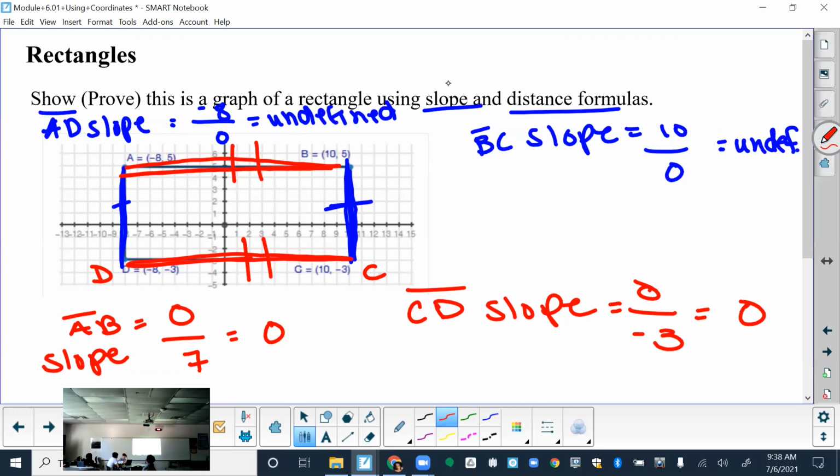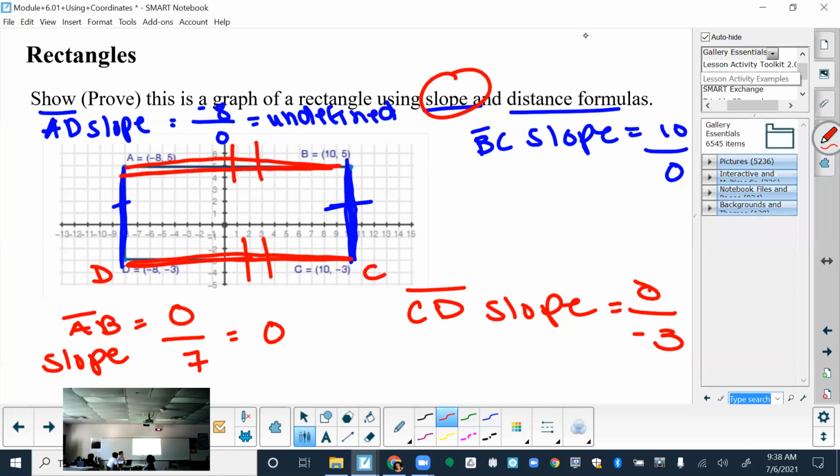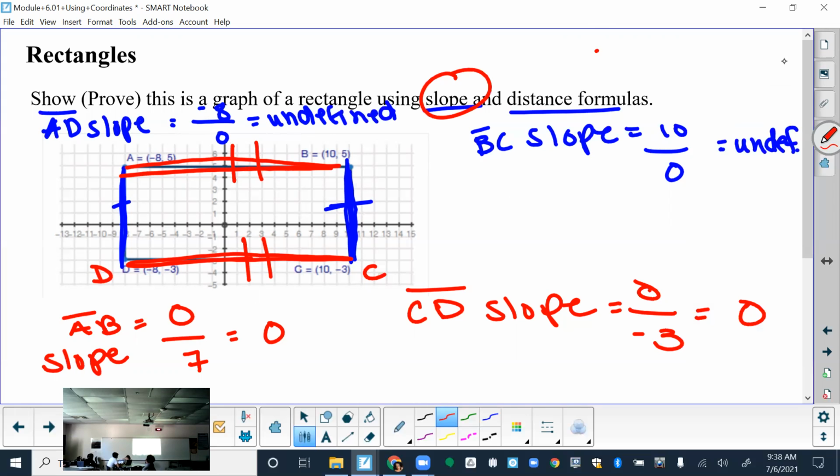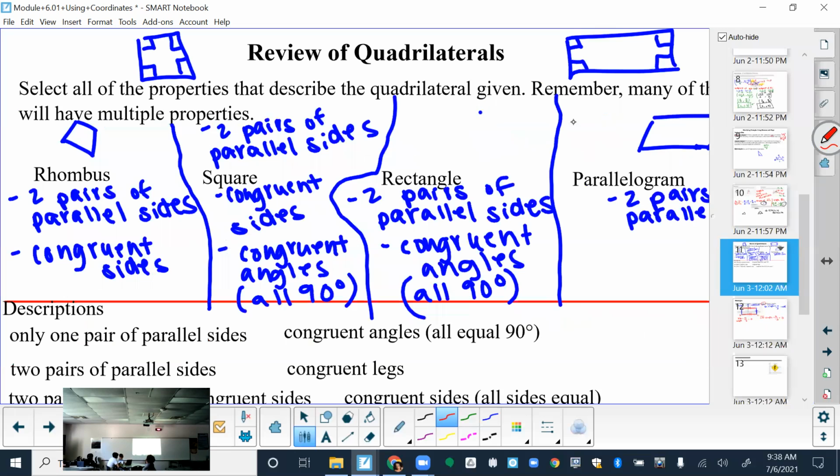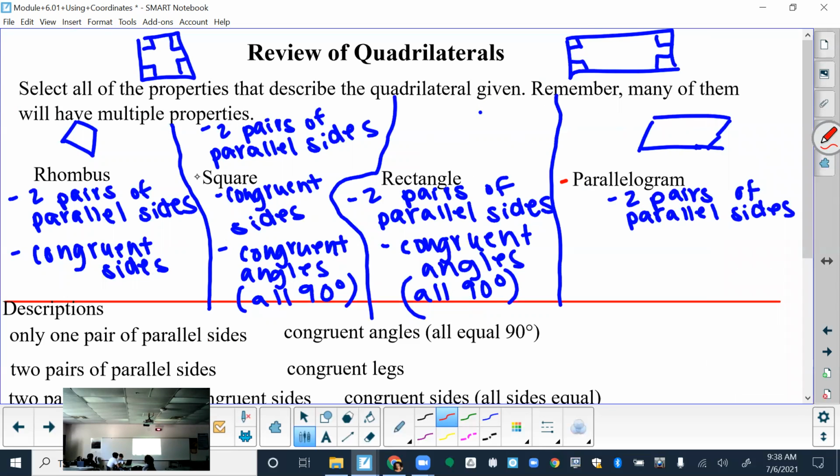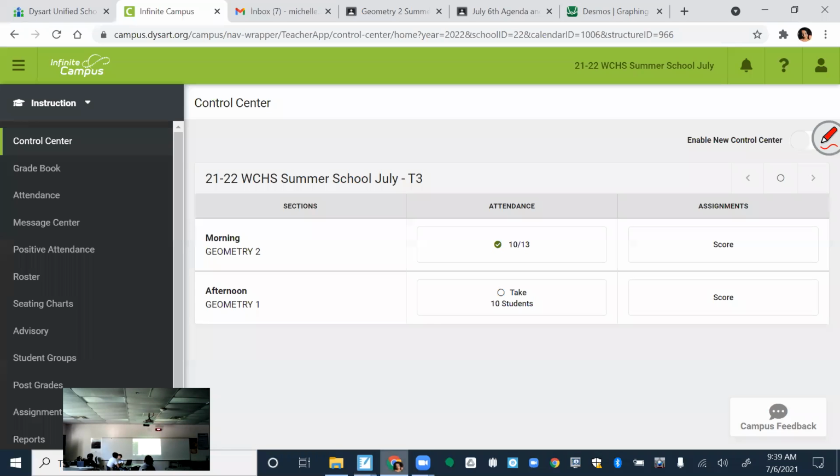All right, so that's how you use slope to prove parallel sides in a rectangle, but we're not quite done yet. We figured out that these are parallel, that's two sets of parallel lines. That's not specific only to rectangles, right? It could be a parallelogram, it could be a square, it could be a rhombus. So we also need to prove that all the angles are 90 degrees. We have to prove both.